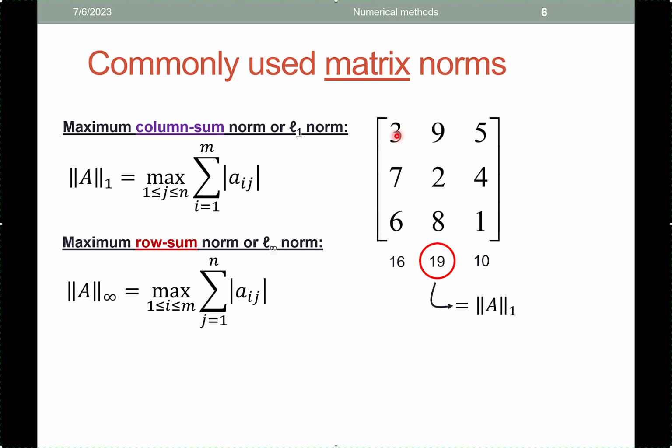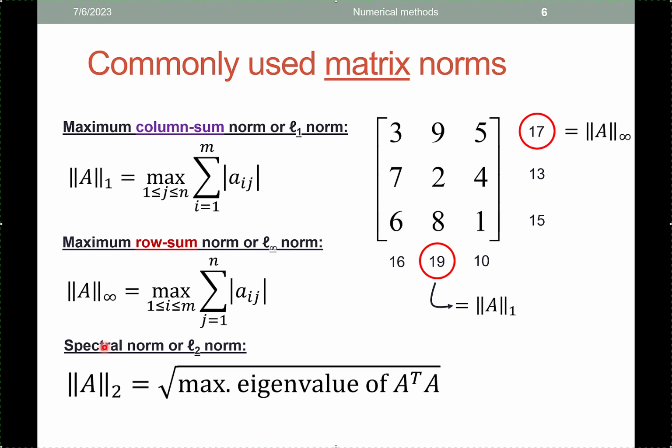Another approach is taking the row sum norm, or L infinity norm. In this case, we're adding 3 plus 9 plus 5, we get 17, 7 plus 2 plus 4, 13, and so on. And then the maximum number in this case is 17. So this would be our maximum row sum norm. Again, these would be values that you would use to calculate the condition number for a specific matrix that you're trying to determine if it's ill-conditioned or not.